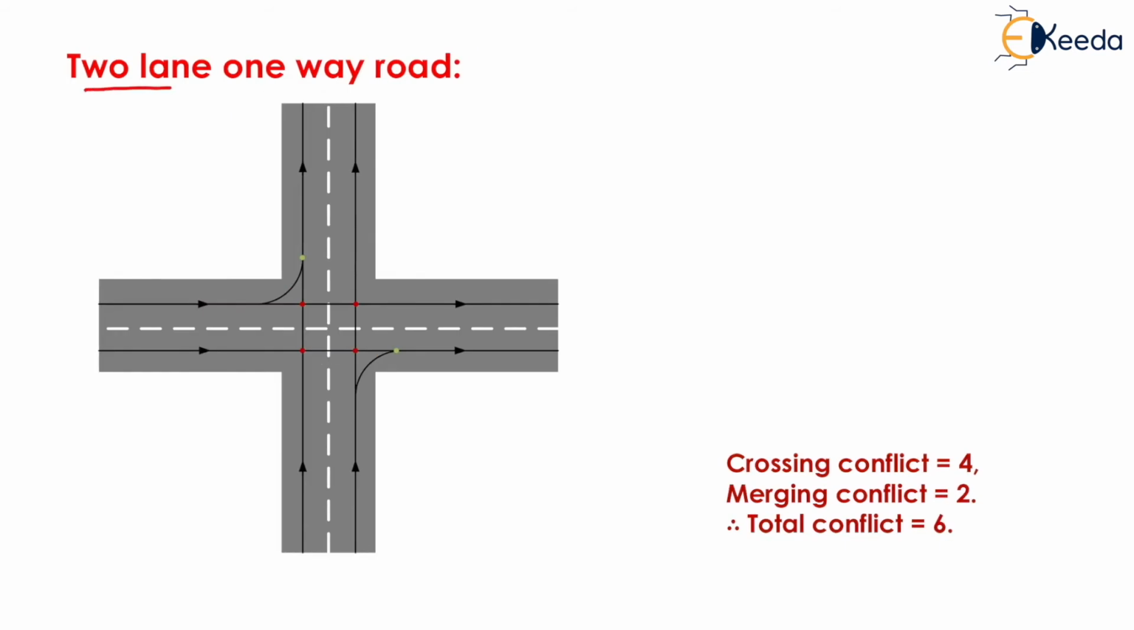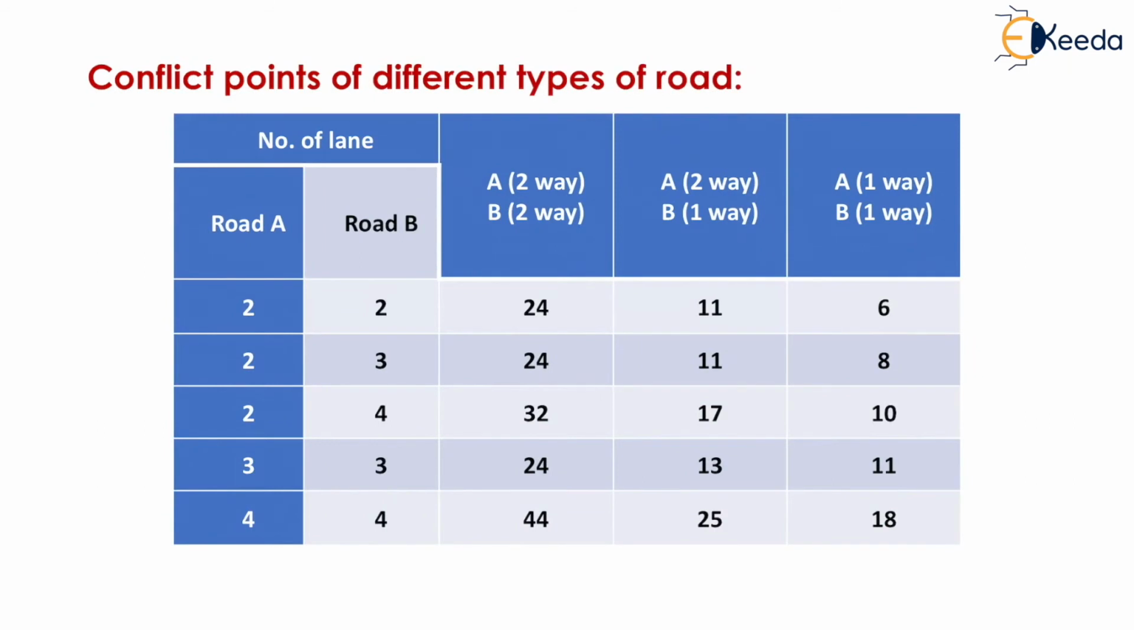Now for a two-lane one-way road, the crossing conflict will be equal to 4, which is shown here, and merging conflict will be equal to 2, which is shown by green dots. So the total conflict will be equal to 6 in a two-lane one-way road. Now we have the conflict points of different types of road.